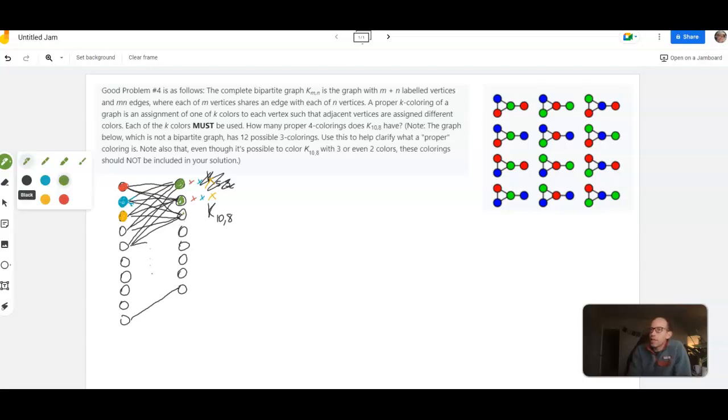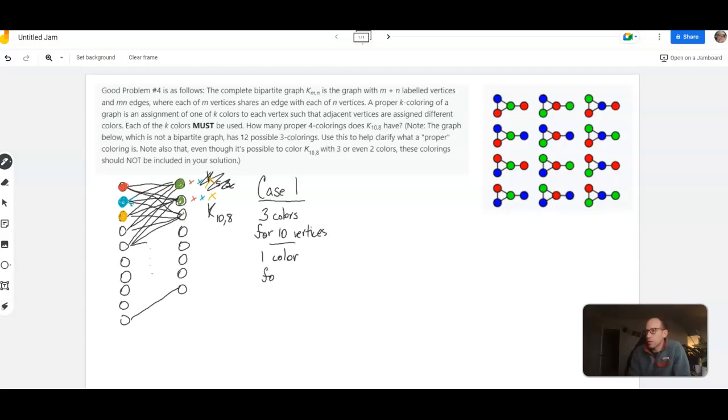So what happens then is we get into really just 3 cases. Case 1, so 3 colors for 10 vertices. So this is the set of 10. This is the setup that we have on the left. And then 1 color for the 8. Right, and remember, we can't use any of these 3 colors for the 8 because each of these 8 vertices is connected to all 10 of the ones on the left.